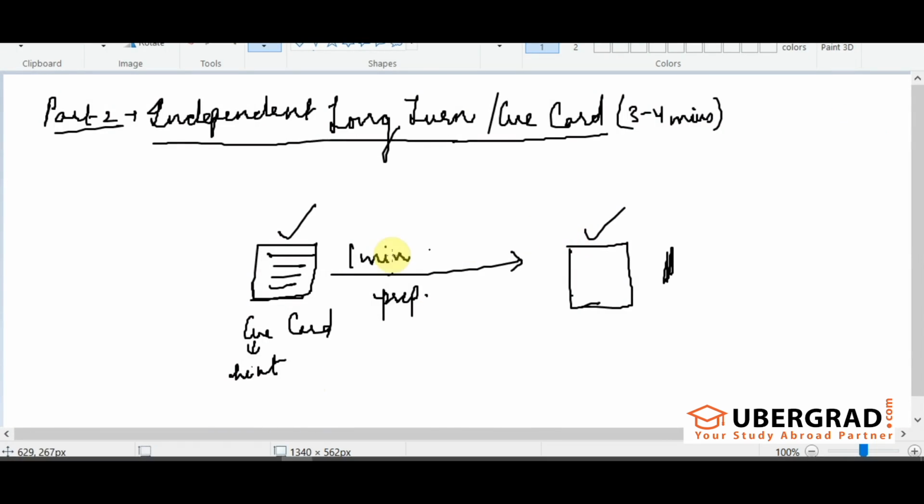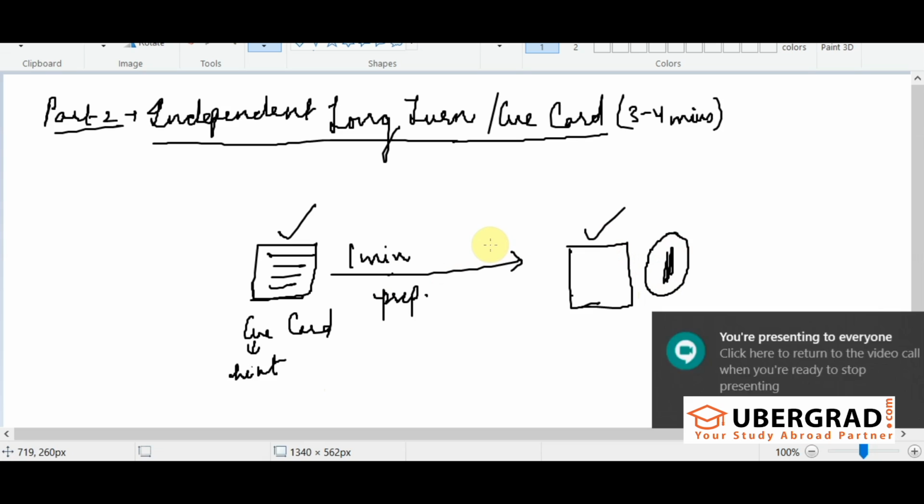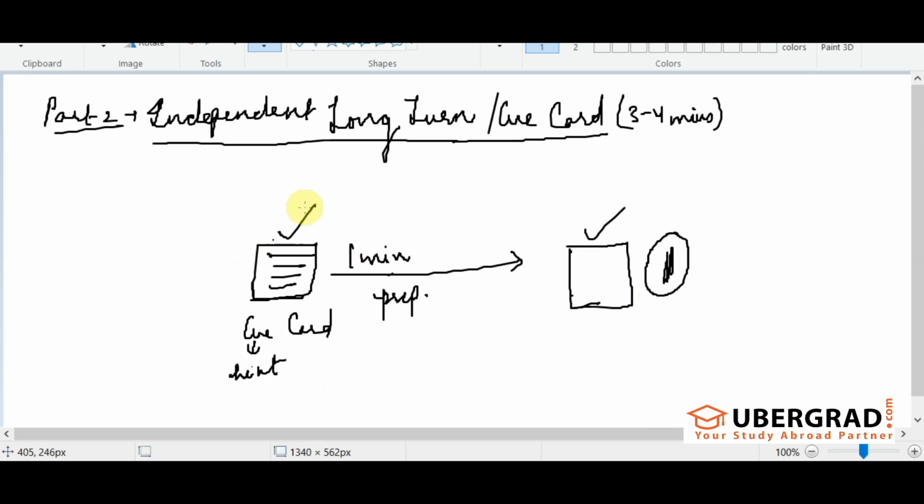Now after this 1 minute the examiner will take this sheet, this pen or pencil, whatever it is, that thing, and the cue card from you. But the sheet where you have made notes will still be there with you, for your reference, so that you can refer to it while you're delivering your answer. Now the examiner will ask you to start speaking, and once you start speaking, you have to go on speaking. You will have to speak for 1 to 2 minutes.